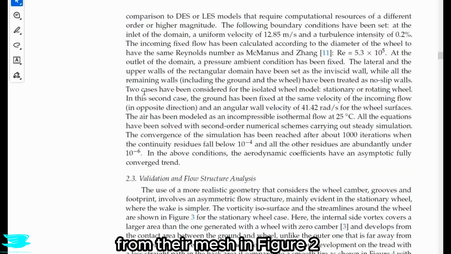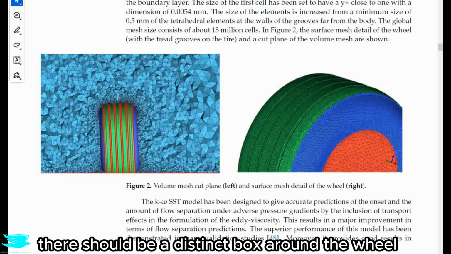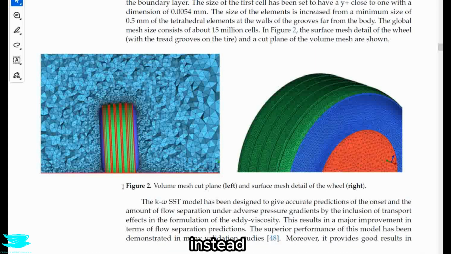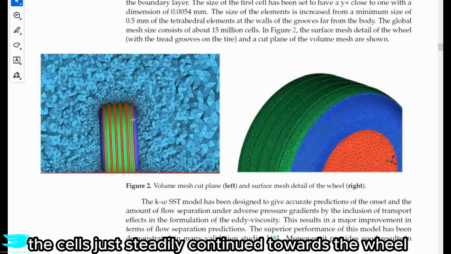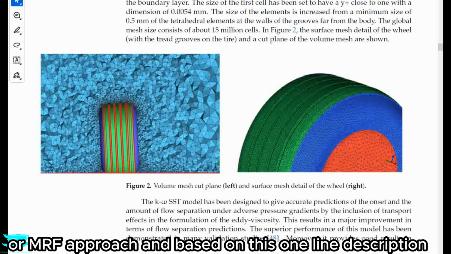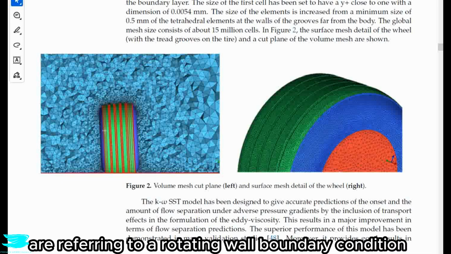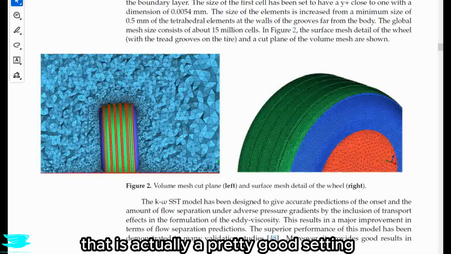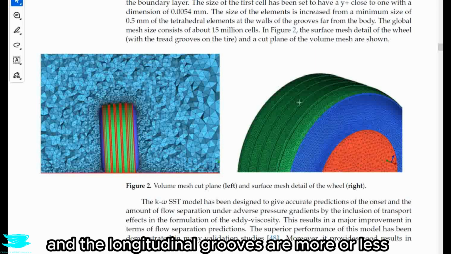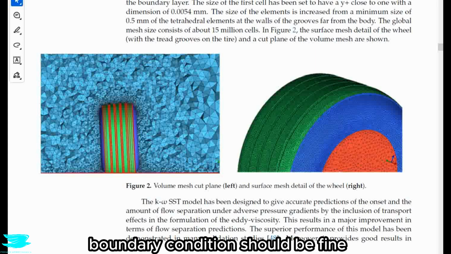From their mesh in figure 2, I'm pretty sure they didn't use a sliding mesh approach, because if they had, then there should be a distinct box around the wheel where the cells merge. We don't see that. Instead, the cells just steadily continue towards the wheel. So that means that it was either a rotating wall or MRF approach. And based on this one-line description, I'm pretty sure that they are referring to a rotating wall boundary condition. For this particular case, that is actually a pretty good setting, because this wheel doesn't have any spokes and the longitudinal grooves are more or less axisymmetric. So approximating rotation with a rotating wall boundary condition should be fine.